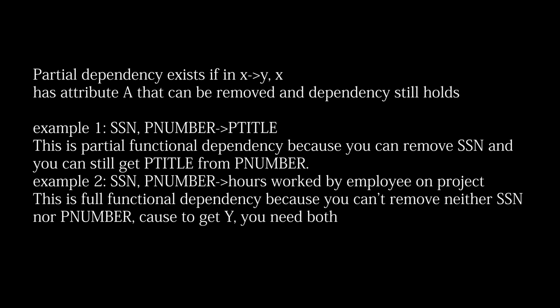Number 2, on the other hand, has social security number and project number that leads to hours worked by employee on a project. This is full functional dependent because you can't remove either the social security number nor the P number, because to get Y, which is hours worked by employee on a project, you need both.